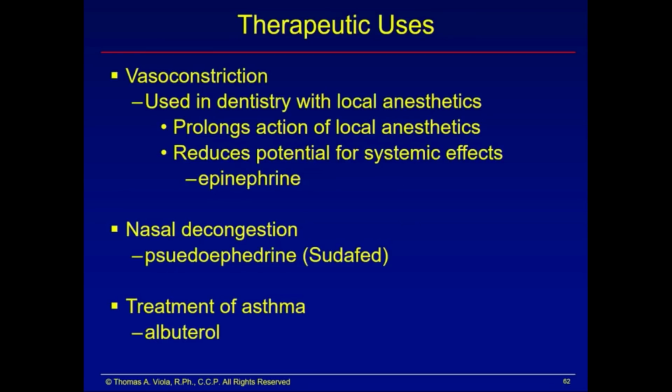So what do we use these drugs for? Well, lo and behold, since in the SANS I had all that pale skin, we now know that using a SANS agonist like epinephrine is quite common in dentistry, combined with local anesthetics to cause vasoconstriction. While we're at it, same reason why we use Sudafed. Sudafed constricts the blood vessels in your nasal membranes, makes them shrink, and therefore opens up the airway so you can breathe.